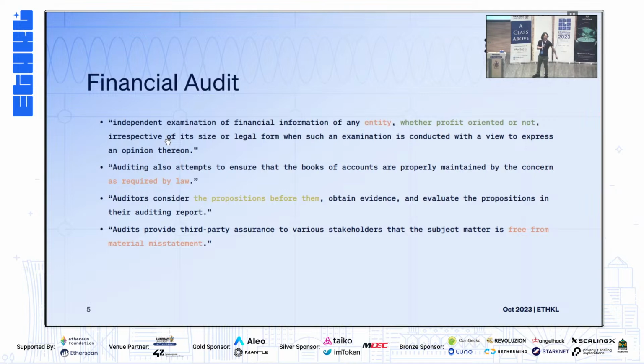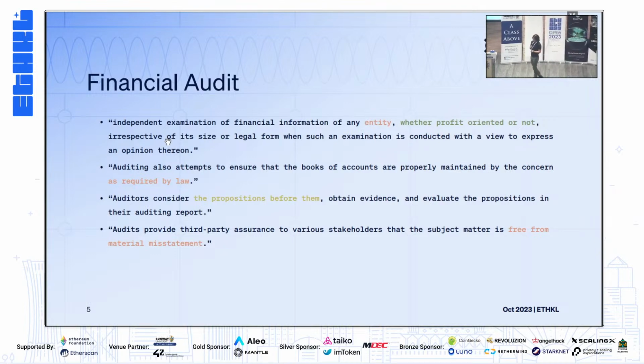This is the wiki definition of financial audit. The first line talks about a financial assessment of an entity as a whole, whether profit-oriented or not. The second line is "as required by law." That's another highlight I want to make. The third is that auditors consider propositions before them and obtain evidence; we can talk about this later. The last is "free from material misstatement." This is what you think of when you think about financial audits.